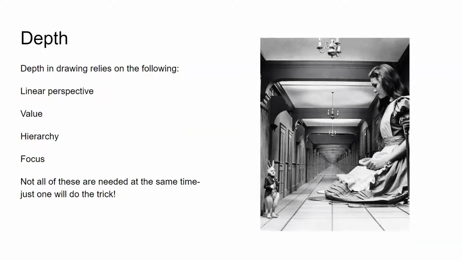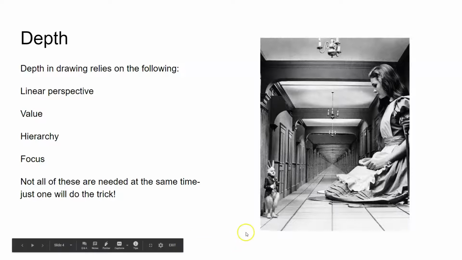Depth in drawing relies on the following things: linear perspective, value, hierarchy, and focus. You don't have to use all of these at the same time. Just one will do the trick. In the image on the right, though, as a quick introduction to these things, you can see the linear perspective.